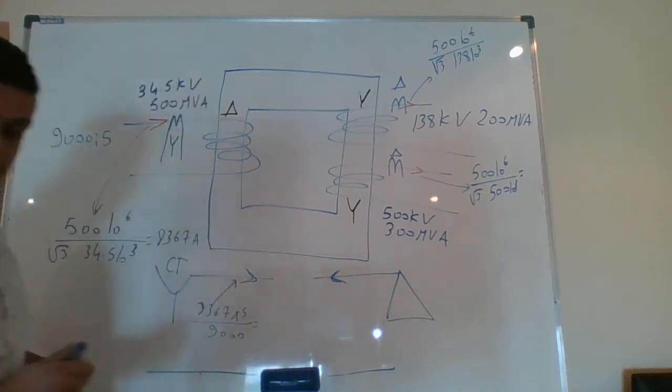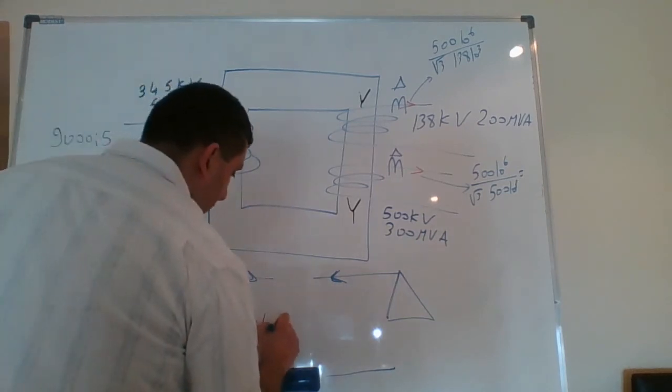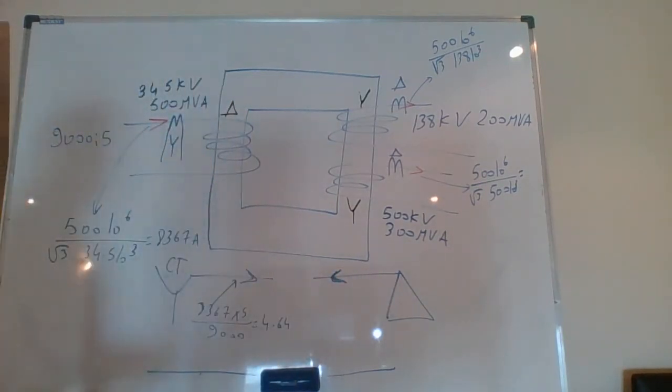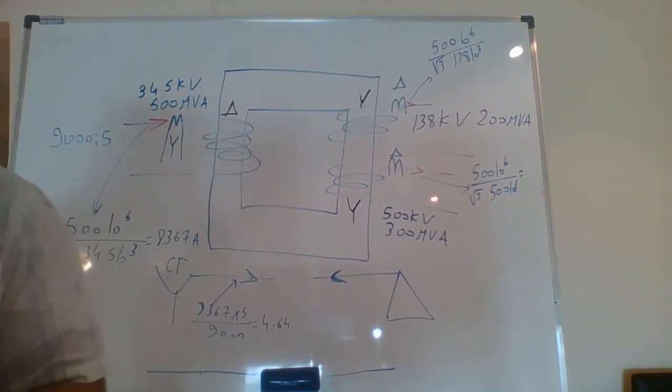So I end up with, let's do the calculation, 8,367 times 5 divided by 9,000, which is 4.64. So therefore, I need the current that comes from the delta to give me the same ratio. Is that clear?